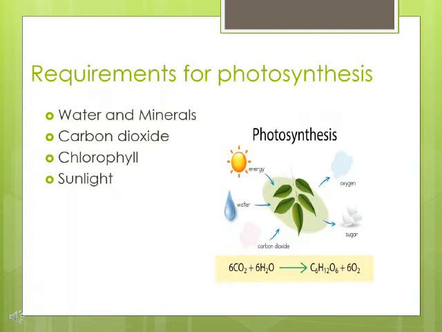Next is sunlight. Green plants synthesize food in the presence of sunlight, and chlorophyll traps the sunlight and converts it into chemical energy by the process of photosynthesis. And the chemical energy is stored in the form of carbohydrates.